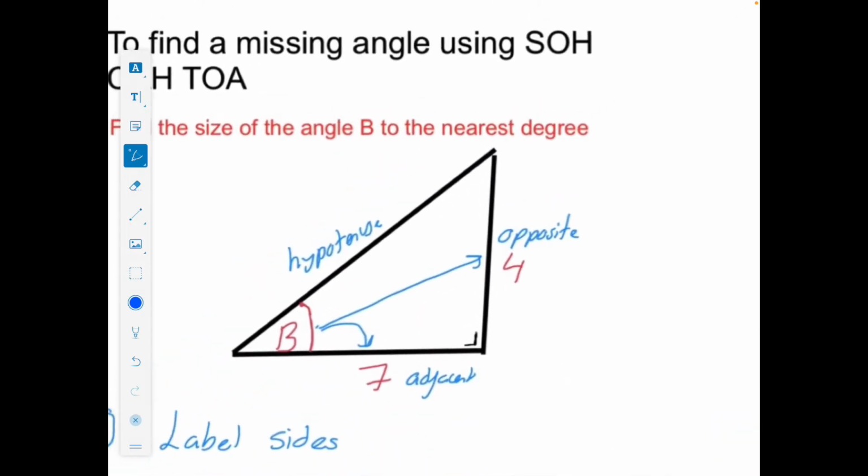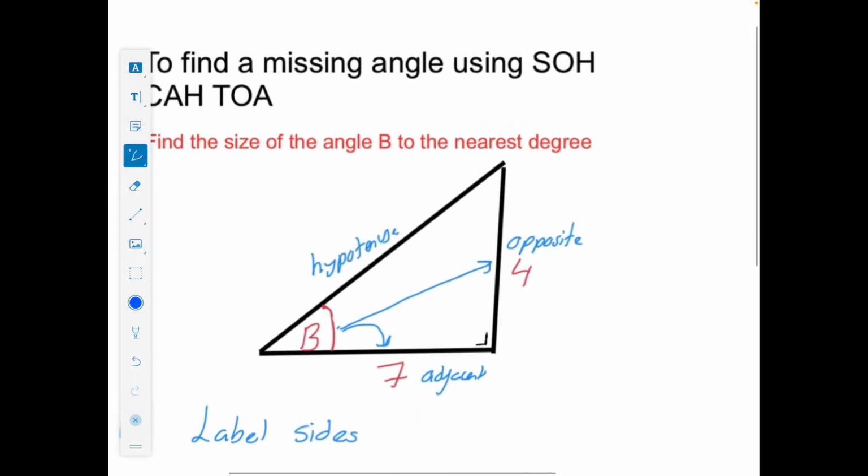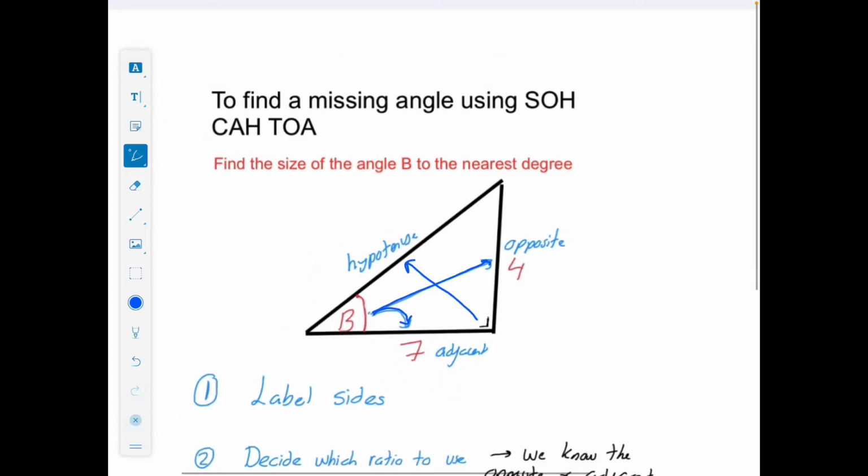So here we have a right angle triangle. We're looking for the angle B. When you're looking for an angle in a right angle triangle, your only method really is to use SOHCAHTOA. Pythagoras will not work for this. So first we do exactly the same thing. We label our sides. So our hypotenuse is always opposite the right angle, and then we have our opposite to the angle in question, and we have our adjacent.